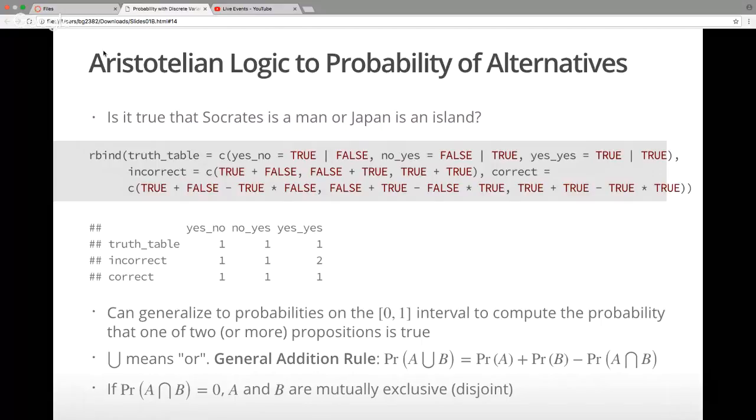Note that in order to utilize the addition rule, you have to know the multiplication rule in general. Unless this is 0, then you could get away. But you need to know the multiplication rule as well to evaluate the third piece there. Questions?